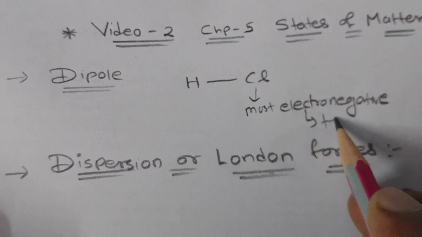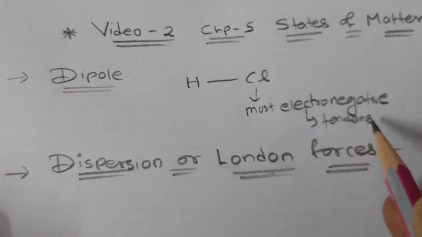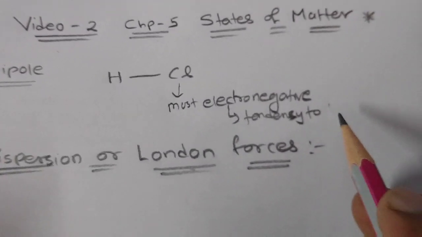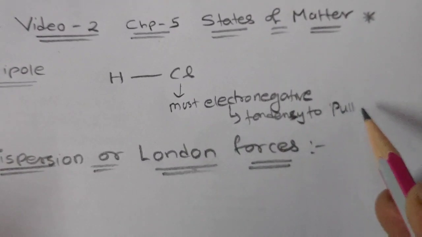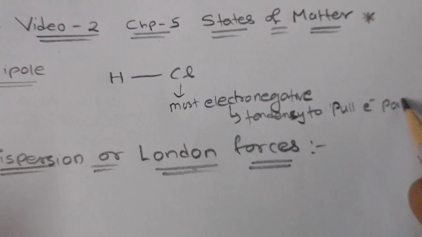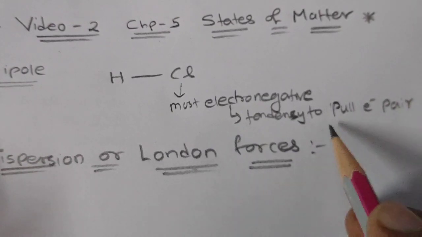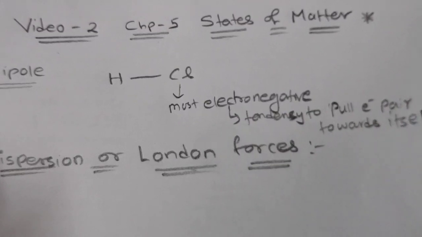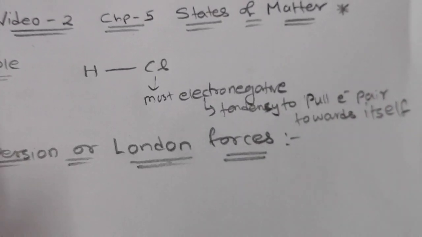It means the tendency to pull the electron pair towards itself. This is the simple way you can remember. The tendency to pull the electron pair towards itself, we call it electronegativity.